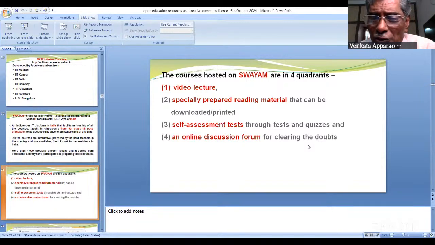What do we have in the Swayam courses, sir? You have the video lecture by the professor, then specially prepared learning material which can be downloaded and printed freely. Then you have the self-assessment test. Then you have the online discussion forum. Till the course is complete, the online discussion forum is quite active. When I attended the online FDP organized by IIT Bombay, the whole course was organized through the Moodle learning management system.